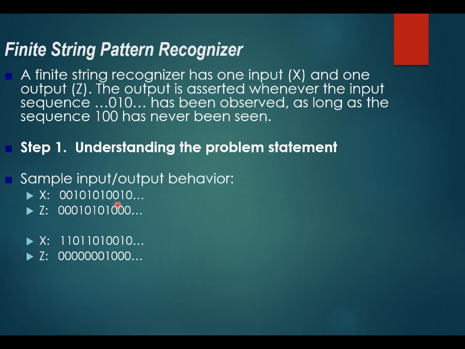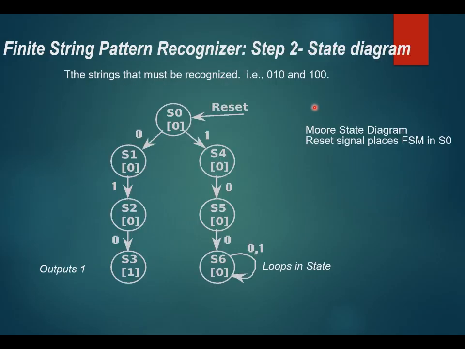Once 1, 0, 0 is detected, the next 0, 1, 0 detection won't give any 1 at the output anymore. So similarly, go to the second sample of the input and output, which helps you understand the spec of the finite string pattern recognizer. Okay, step 2, draw the state diagram.